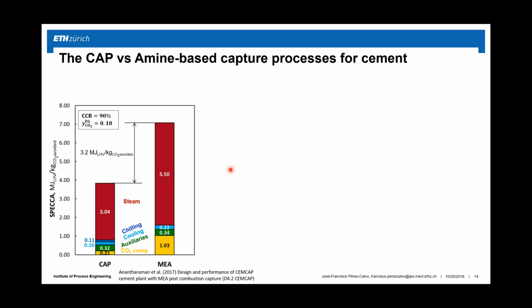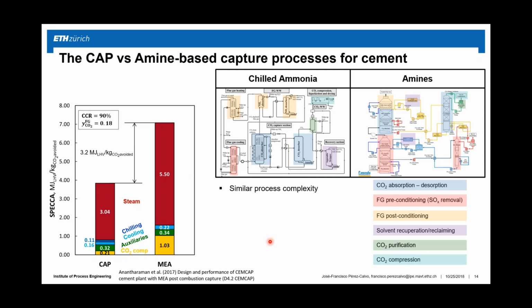If we compare the chilled ammonia process versus amine-based processes, we see that the complexity of both processes is similar. In this case, we're comparing the flow sheet that we have developed for cement application versus the flow sheet implemented in Boundary Dam for the capture of CO2 from a coal-fired power plant.